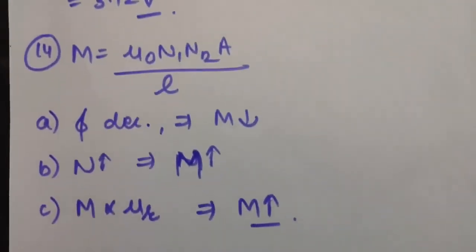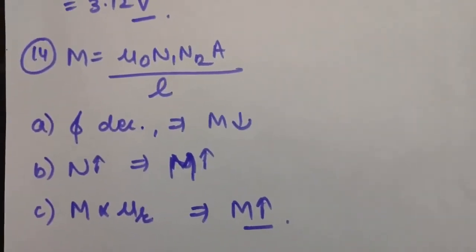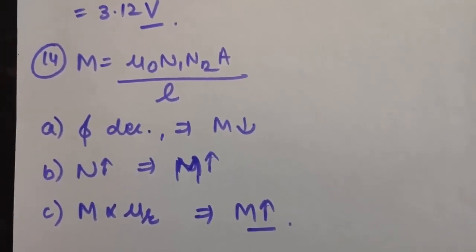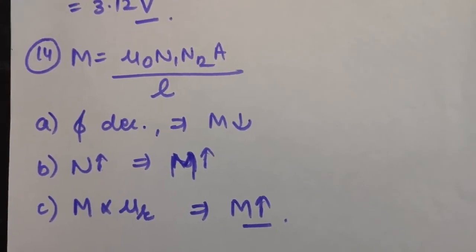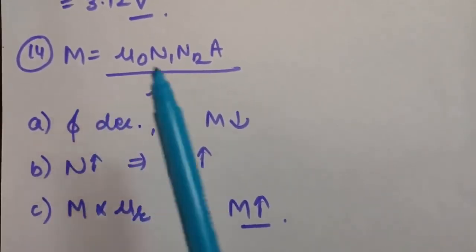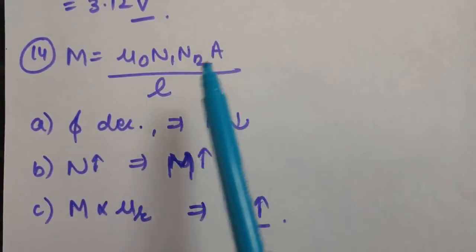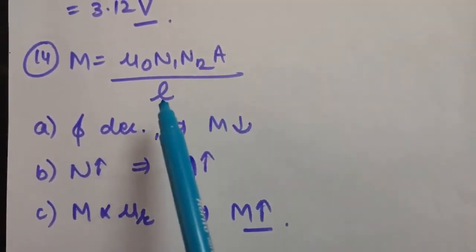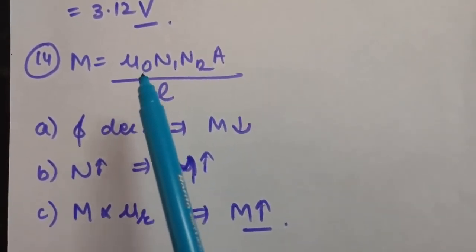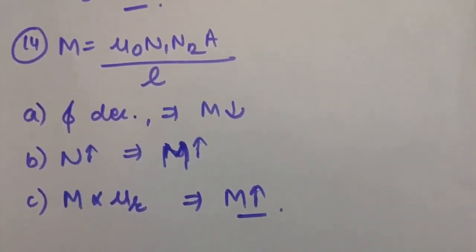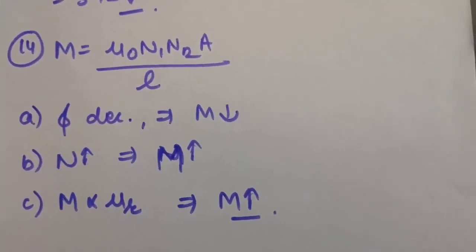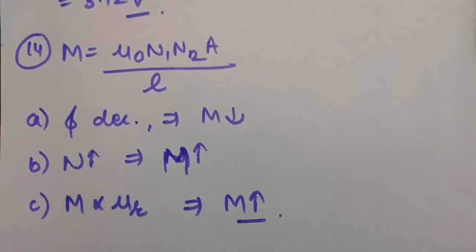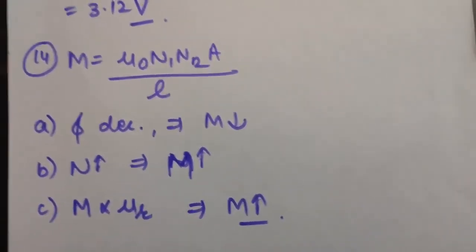Okay, so the next is question number 14. It says there are two coils, and the first part says if the separation between the coils is increased, what will be the effect on mutual inductance? Okay, so the formula of mutual inductance is mu naught N1 N2 A by L, where N are the number of turns, A is the area of the coil, L is the length, and mu naught is the permeability. Okay, so if the separation between the coils is increased, that means induced EMF will decrease. So if induced EMF is decreasing, that means mutual inductance for both of them will also decrease.